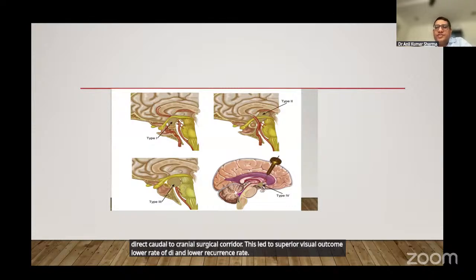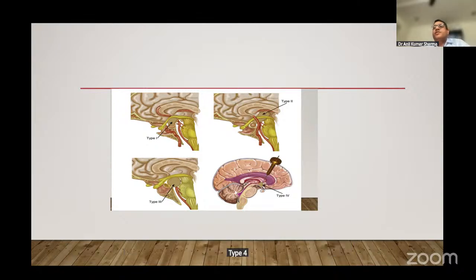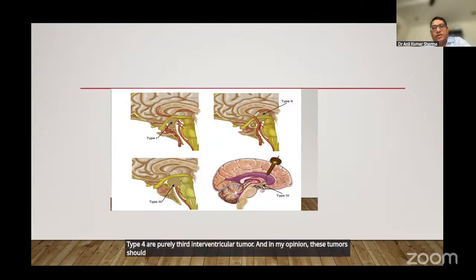This is the new classification system, because the older classification system does not hold true for the endoscope. In the endoscopic approach, our reference point becomes the infundibulum. So these tumors are defined in relation to the infundibulum: type 1, type 2, and type 3. Type 4 are purely third intraventricular tumors. And in my opinion, these tumors should not be approached by the purely endoscopic nasal approach.